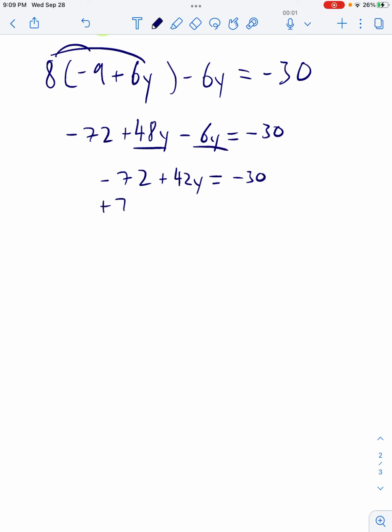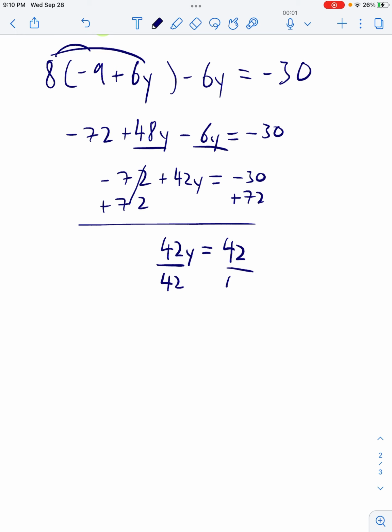Okay, add 72 to both sides. 30 plus 72, I'm pretty sure is positive 42. So we have 42y equals 42. Divide both sides by 42. We get y equals 1, okay? All right, all done. Just kidding, we're not done, okay?